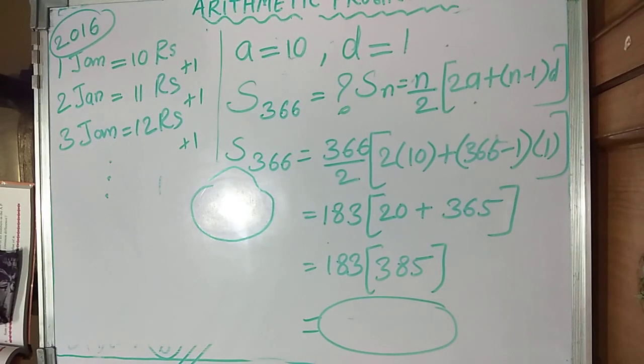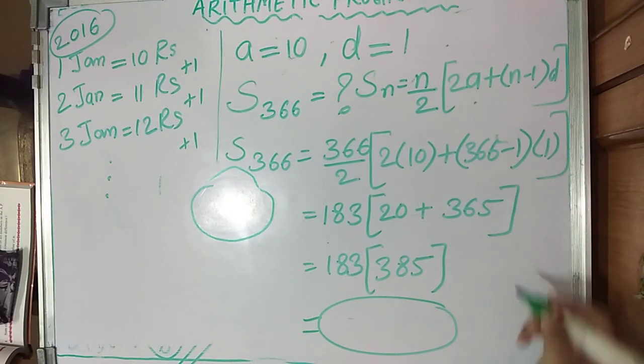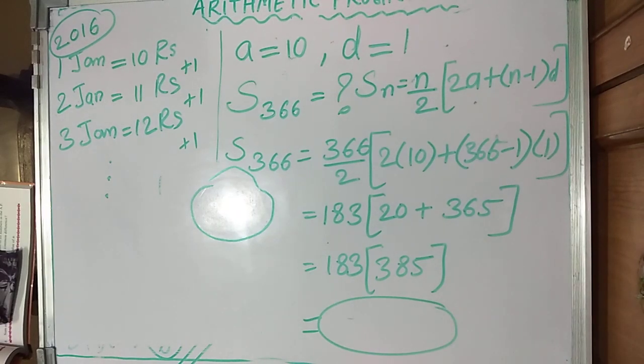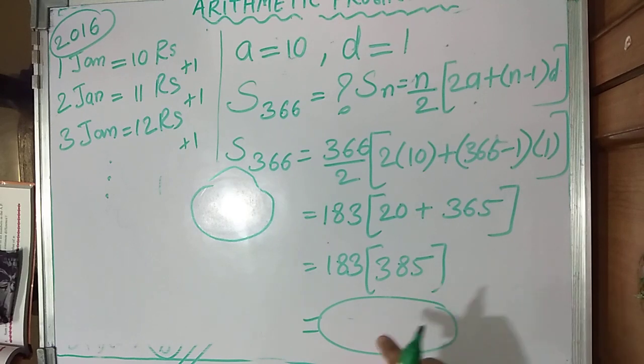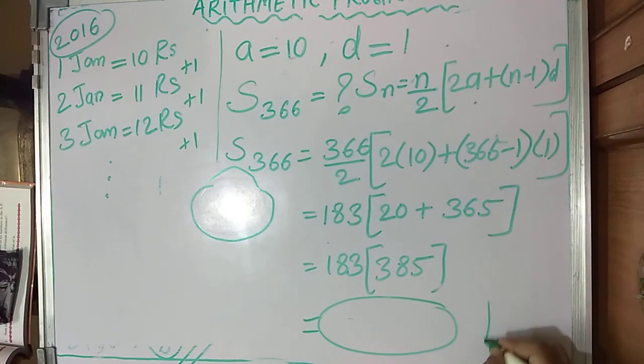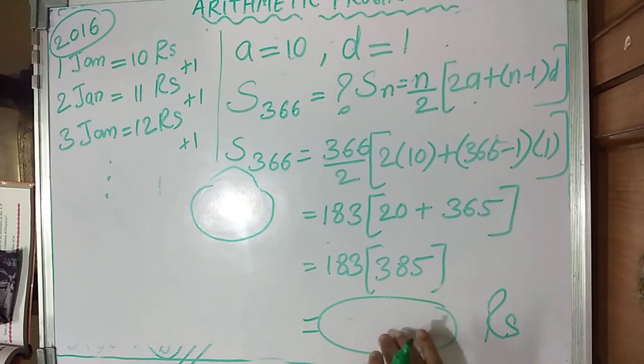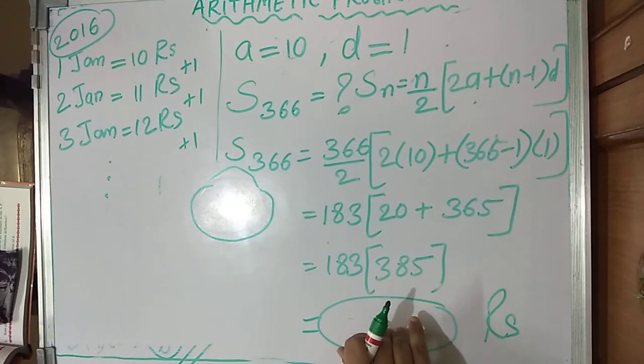I will not do the calculation part. Last time I tried doing the calculation and there were some mistakes over there. So this calculation I leave as homework for you all. 183 into 385, do this multiplication and get the answer. This will be the total saving of Sanika.